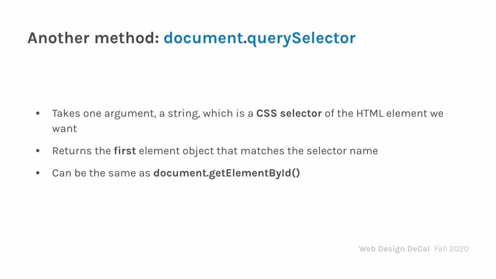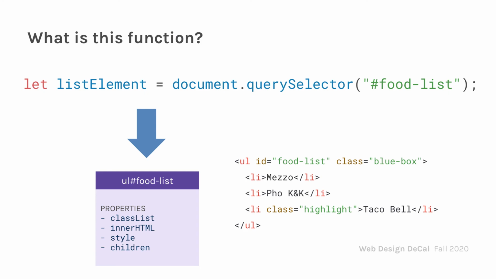But yeah, a little tangent from here. Another method we can use to select certain elements from the page or the HTML is document.querySelector. It's also a built-in function of document. This function takes one argument, similar to getElementById, which is a string, a CSS selector of the HTML element we want. And this returns the first element object that matches the selector name. This can do the same as document.getElementById, which I'll show you right here. Let's say we had the same list code as before, but this time we use querySelector. So let list element equals document.querySelector, but we select this one based off of ID. That means for querySelector, we need to include the CSS selector. This is the same format as what you would do for CSS, right?